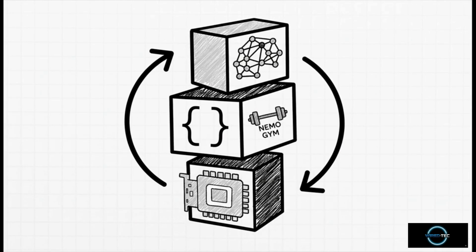This brings us to the most crucial point of all. NVIDIA isn't just releasing a model, they're building the entire platform. They make the chips, they build the software layer on top, like Nemo, and now they're providing the open models to run on top of it all. It's a complete end-to-end ecosystem for anyone who's serious about building with AI.